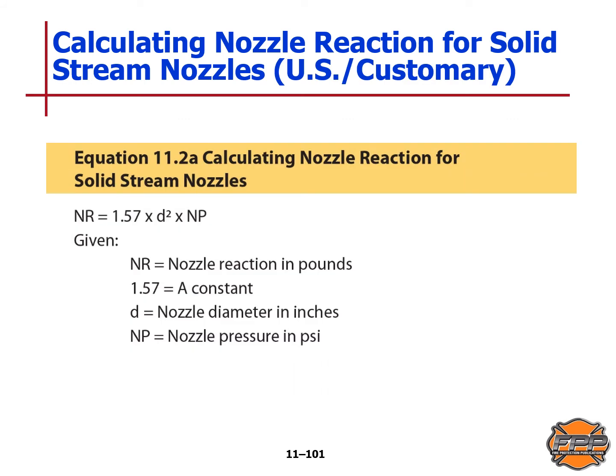So we're going to show you the equation for calculating nozzle reaction for a solid stream nozzle. This is the US customary or imperial system. So here's your formula: NR equals 1.57 times D squared times NP. And this is really straightforward. NR is nozzle reaction in pounds. That's what you want to find out. 1.57 is your constant, D is the nozzle diameter in inches, and NP is the nozzle pressure in PSI.